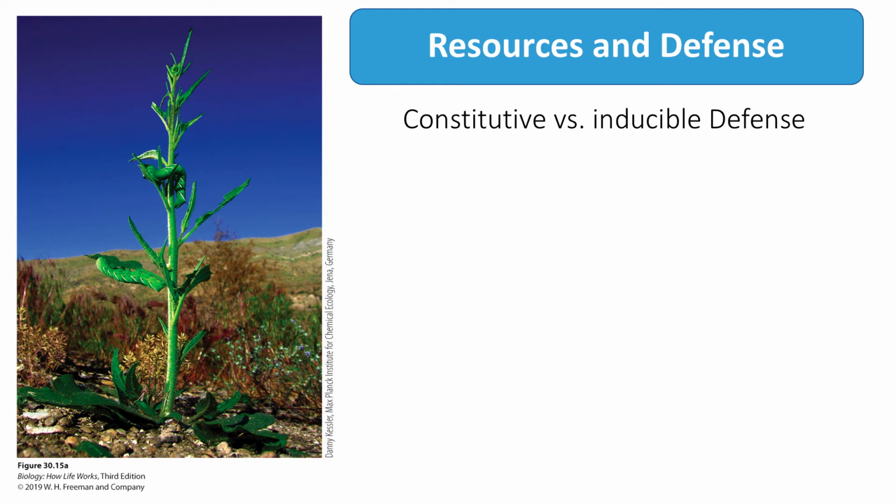Coyote tobacco plants that have not been damaged by herbivores produce only low levels of nicotine as a constitutive defense. However, once a generalist herbivore starts to attack the plant, nicotine concentrations rise quite a bit in response, in an inducible response.